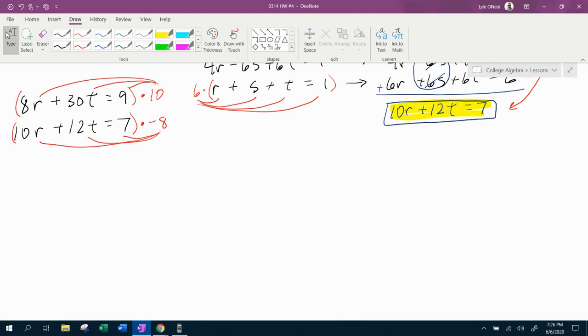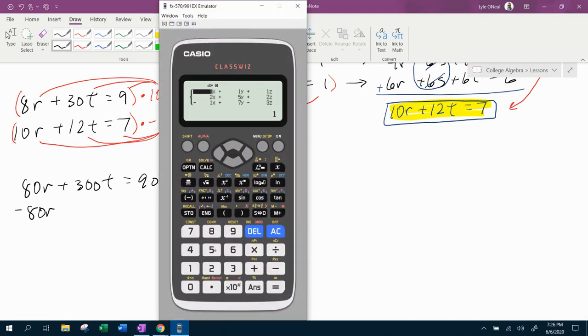So let's do the multiplication. First equation, 10 times 8, that's 80r plus 300t. I'm so sorry, the numbers are getting big, but I can't help it. 10 times 9 is 90. Next, -8 times 10 is -80r. -8 times 12, let's see, 8 times 12 is what? Oh, goodness. Let's see. What am I doing? -8 times 12.